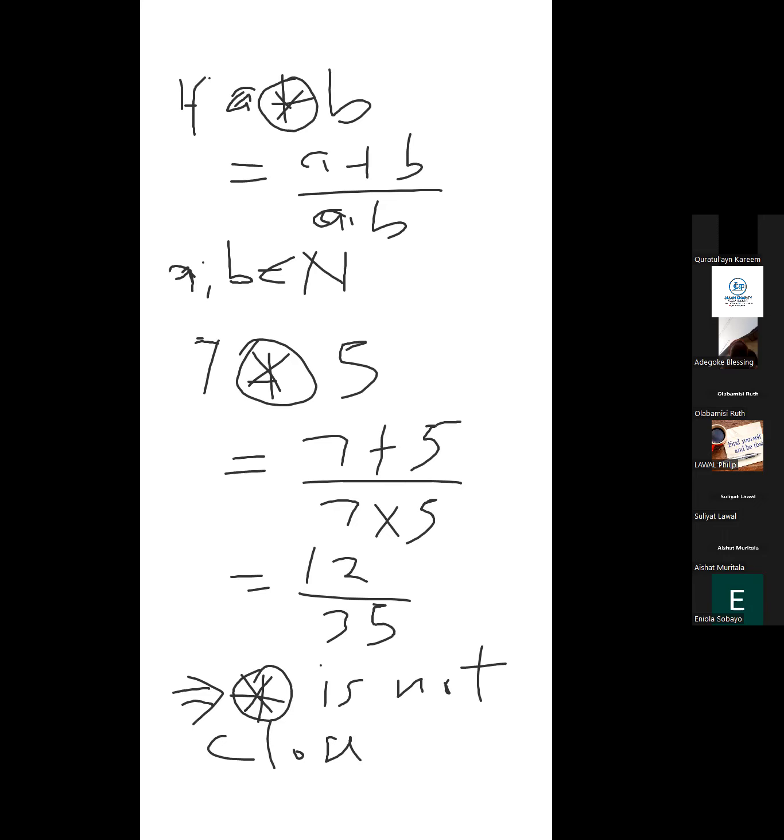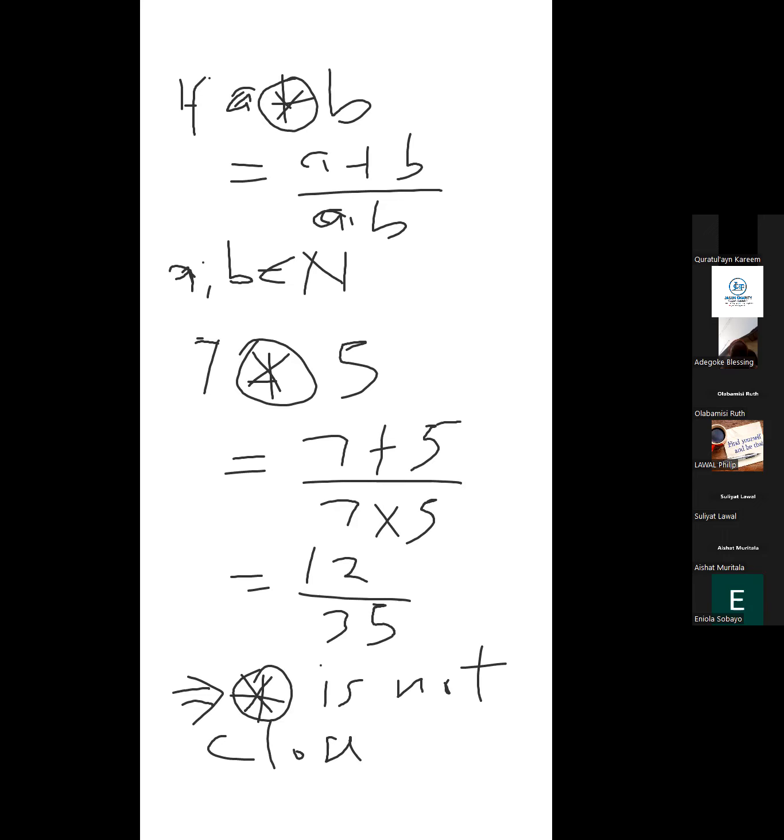Let me give you an example. If I use 2 and 2, it will work. 2 times 2 is 4. 2 plus 2 is 4. 4 over 4 is 1. That is what? A whole number. So if you had used 2 and 2, you would say it's closed. But you have to try several other numbers.